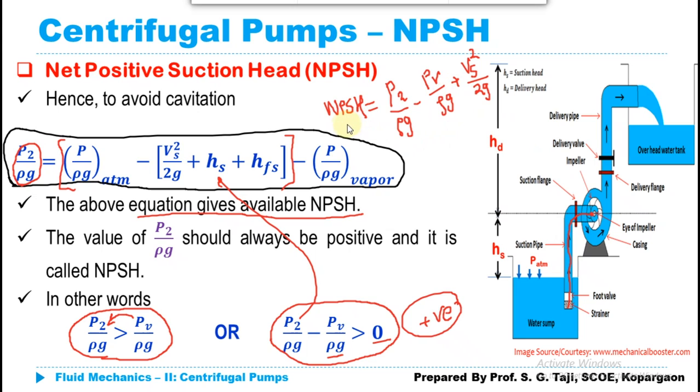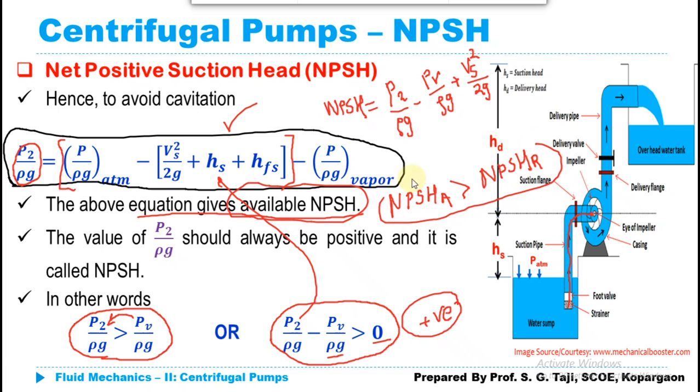So whatever NPSH we are calculating by using this expression is known as available net positive suction head, which is also written as NPSH available. And this NPSH available should always be greater than NPSH required. Generally, this required NPSH is provided by the manufacturer. So our available NPSH should always be greater than the required NPSH.